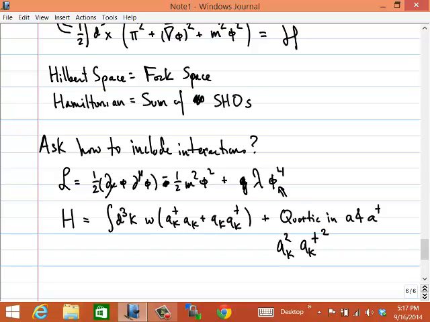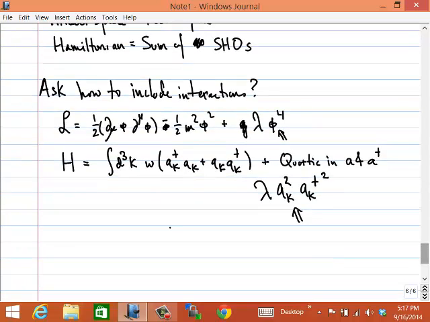So if you think of AK as an operator that destroys a particle and AK dagger as an operator that creates a particle, then what do terms like this in the Hamiltonian look like? They look like terms that allow you to destroy two particles and create two other particles. Okay. So that would mean that you have interactions of the sort where two particles can come in and two particles go out.